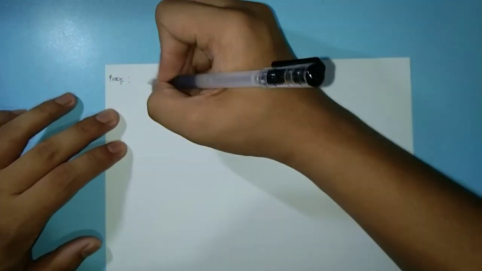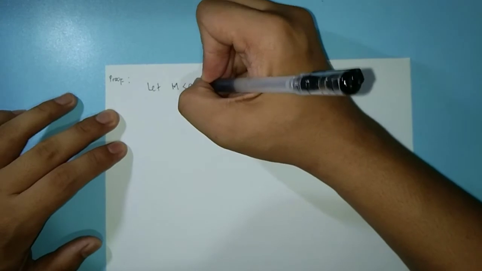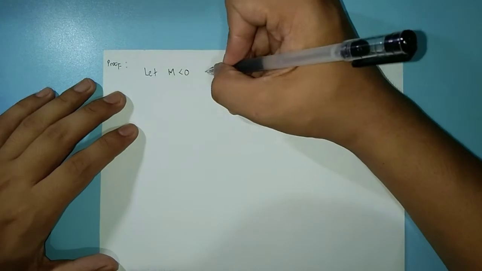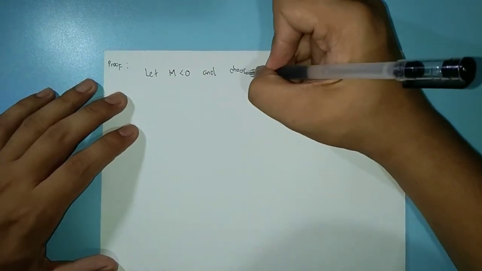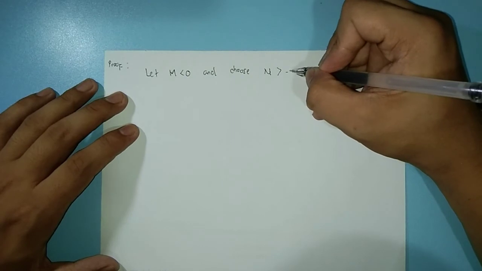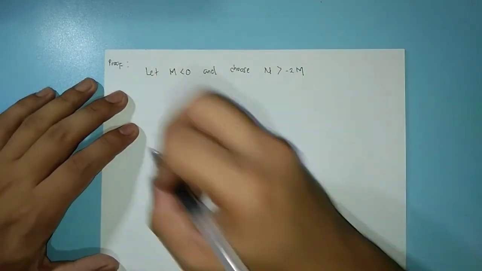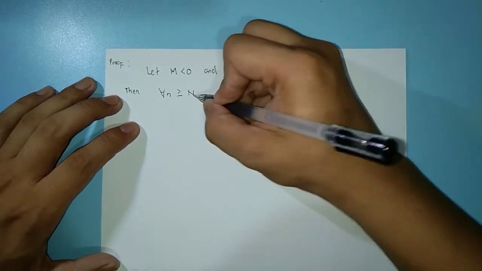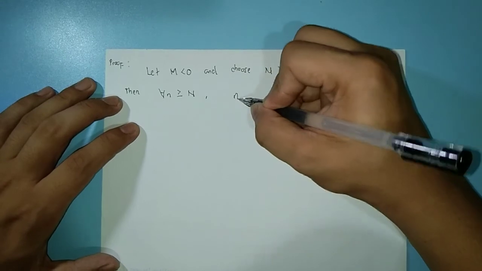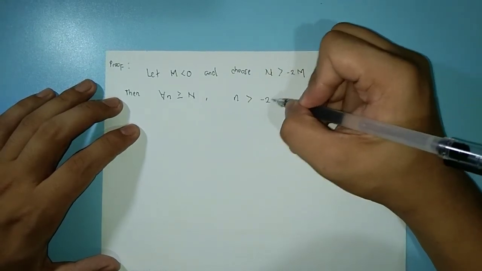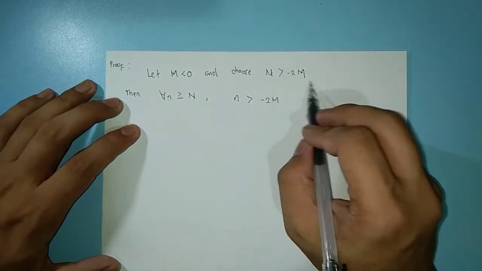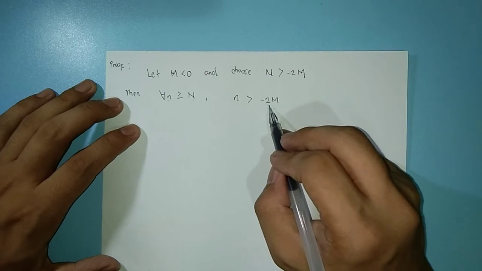So para sa ating formal proof, so let m less than 0. So ginagamit natin yung second definition ng divergent sequence, ha. And choose large N to be greater than negative 2m. Then for all n greater than or equal to N, reverse process lang, n is greater than negative 2m. Since yung n ay greater than or equal dito at yung large N ay greater than negative 2m, so ibig sabihin yung small n ay greater than negative 2m.